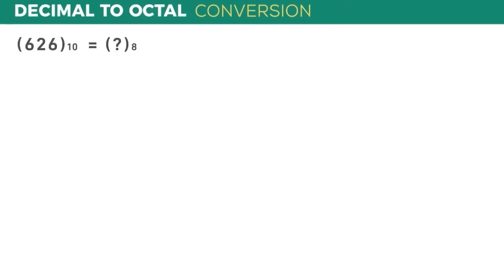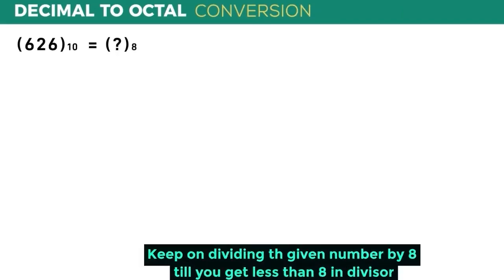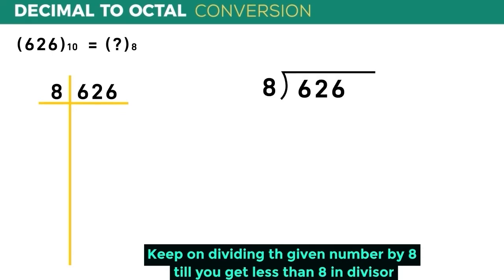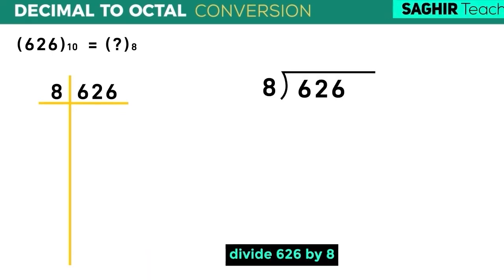So firstly we will convert the decimal number 626 to the octal number. By the way, base 10 indicates that it's the decimal number and base 8 is the octal number. It's quite an easy process. We will keep on dividing 626 by 8. Here 8 is the divisor. 8 will remain the same because 8 is the base of octal, and 626 in our calculation is the dividend. So let's start the calculation.